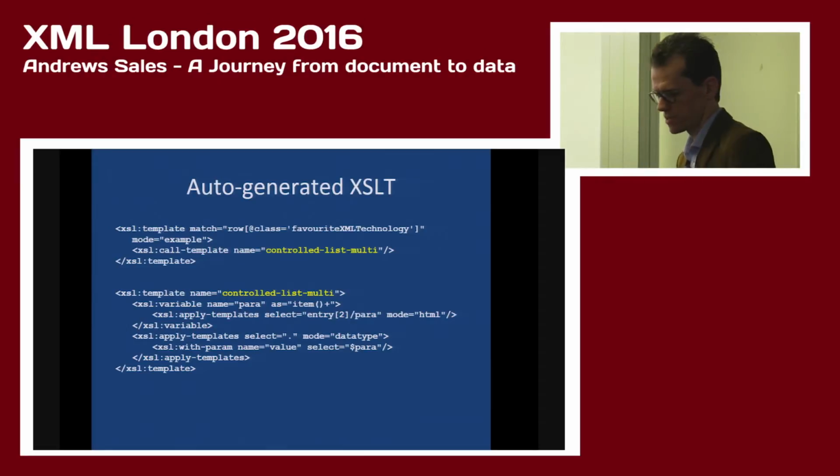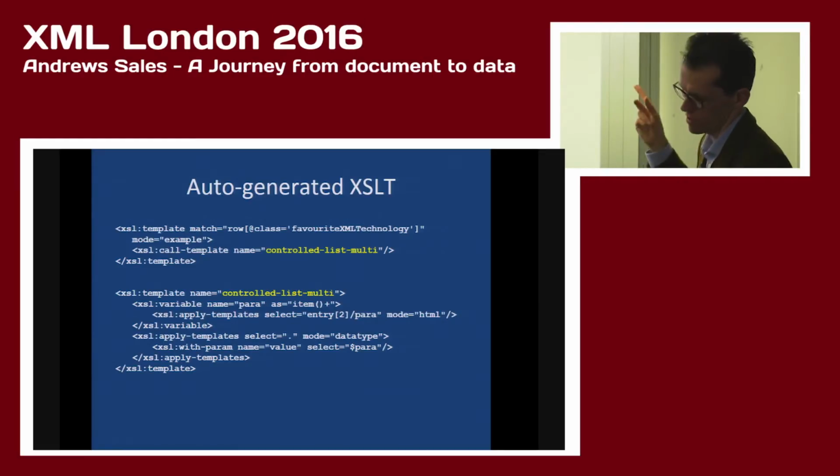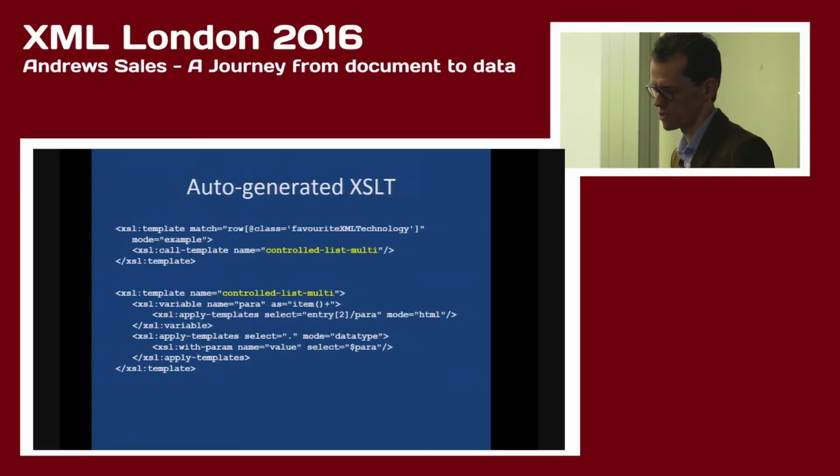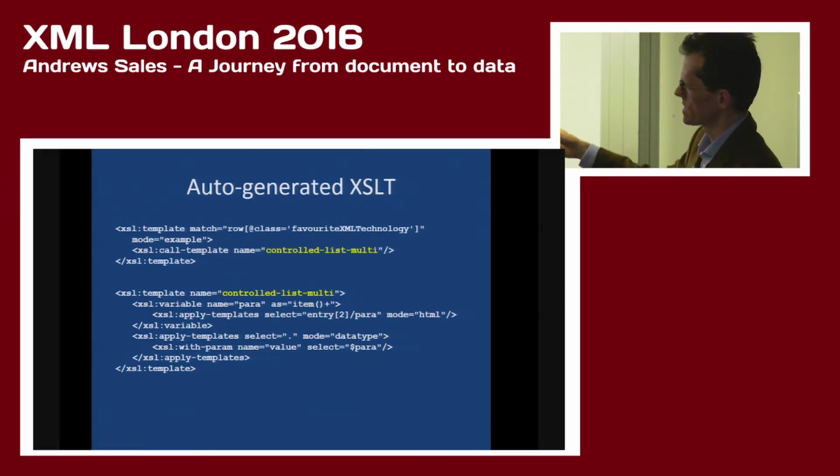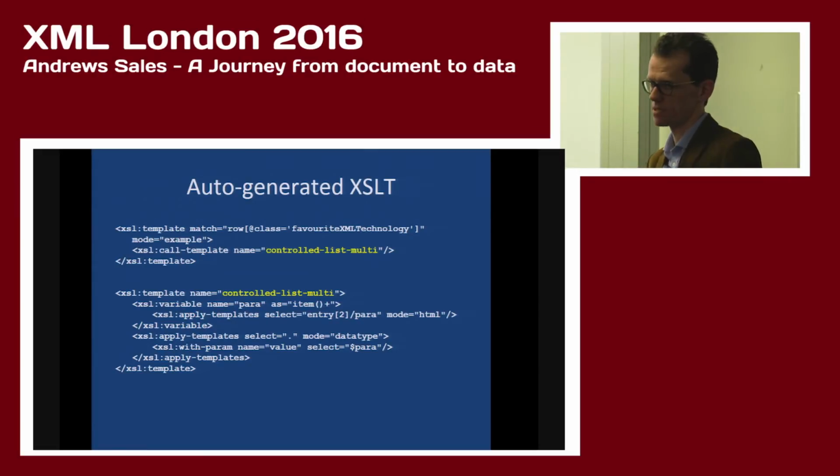The XSLT to manipulate that looks like this. So the top template is generated automatically. The lower one is handcrafted. What ties the two together is the bit in yellow. So there's one of these lower templates for each of the data types and for whether there's a single or multiple occurrence.